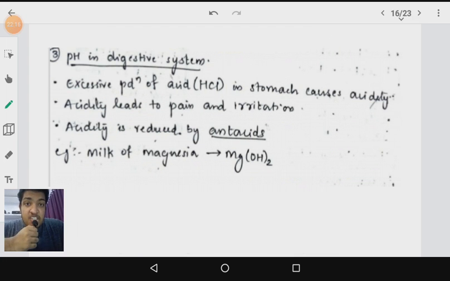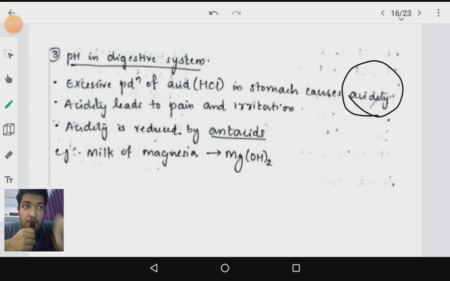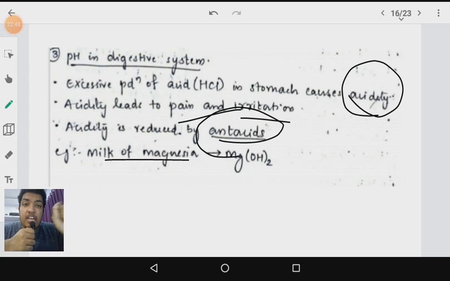Next, pH in our digestive system. So if there is excessive production of hydrochloric acid in our stomach, then that can result in a condition which is known as acidity. Acidity can lead to pain as well as irritation, and prolonged acidity can lead to ulcers. So this can be prevented by using antacids. Antacids are substances which are bases, and these bases can neutralize the effect of acids in our stomach and thereby cure the pain and irritation. Example of an antacid is milk of magnesia, in which the major component is magnesium hydroxide.